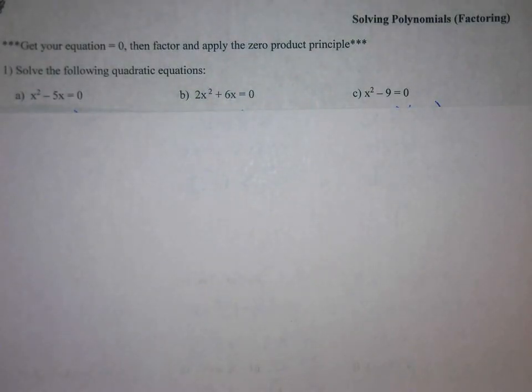Here we'll look at solving polynomials by factoring. First thing you want to do is get our equation equal to 0, and then factor and apply the zero product principle. So in number 1, we want to solve the following equations.